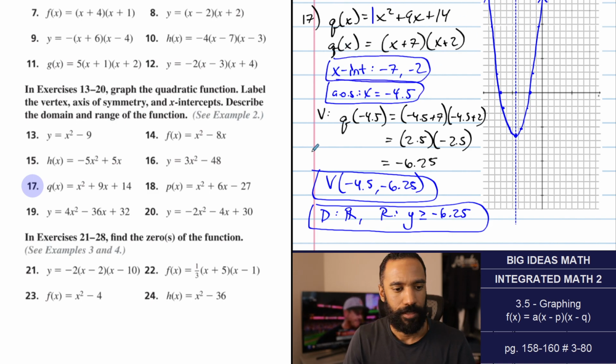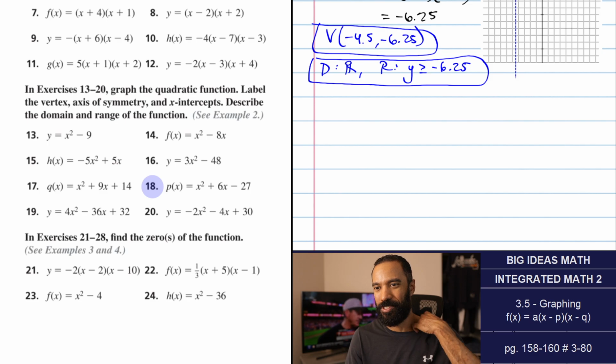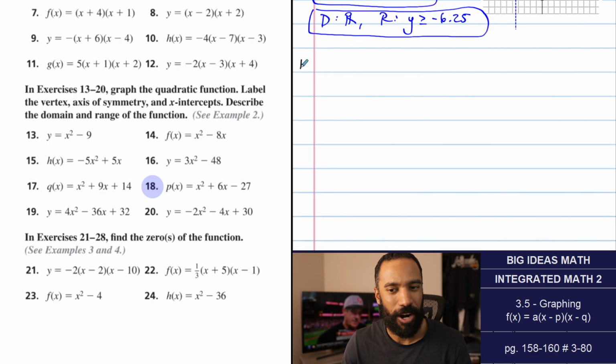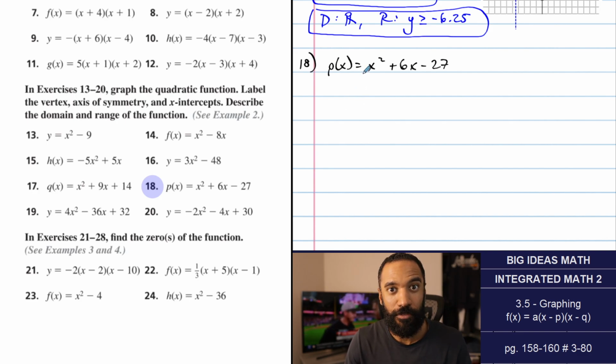Number 18. I hope problems go faster after these ones. I know we're going to hit word problems and such. P of x equals x squared plus 6x minus 27. This one has opportunity for good word problems, because those intercepts are helpful. Now we can solve with them.